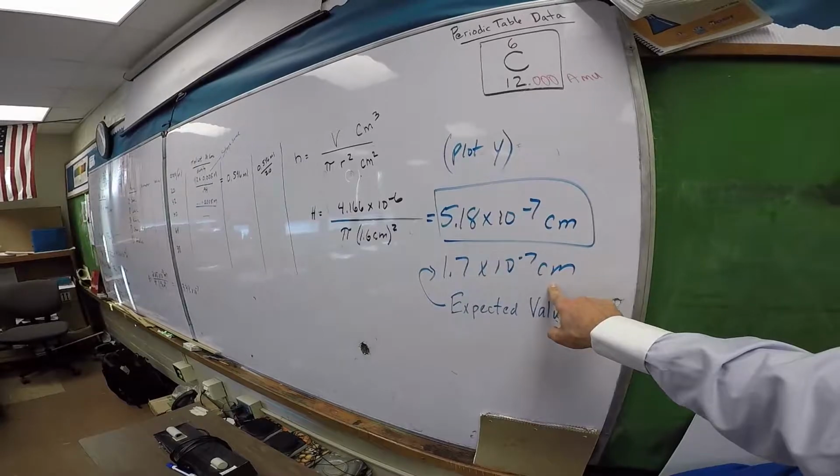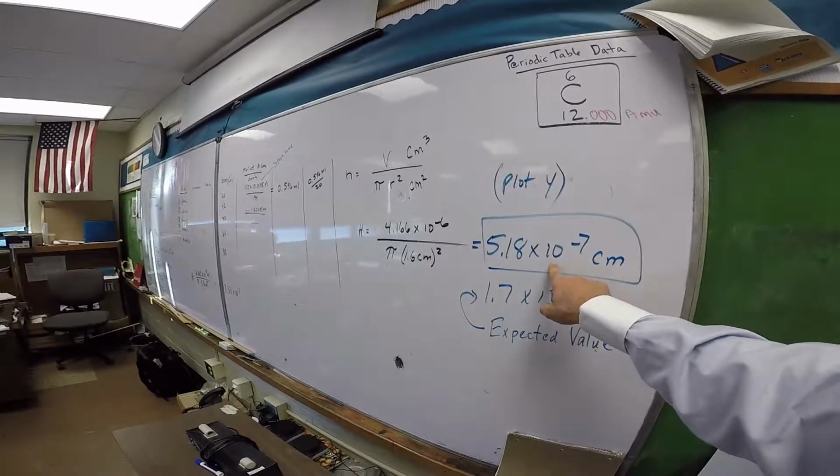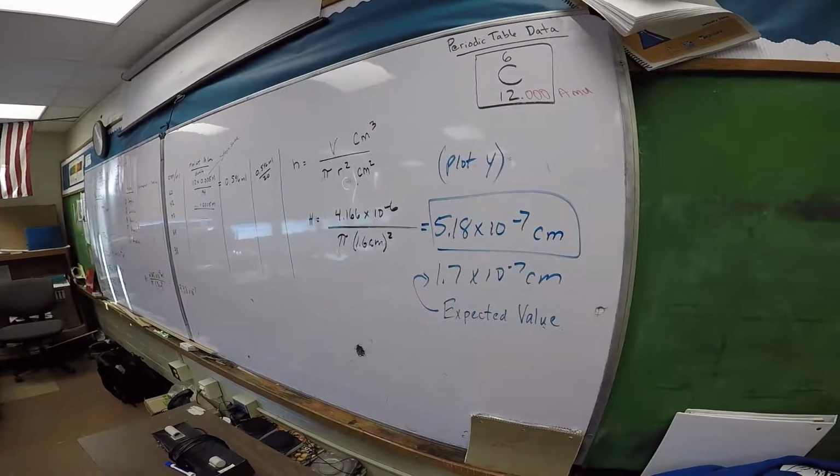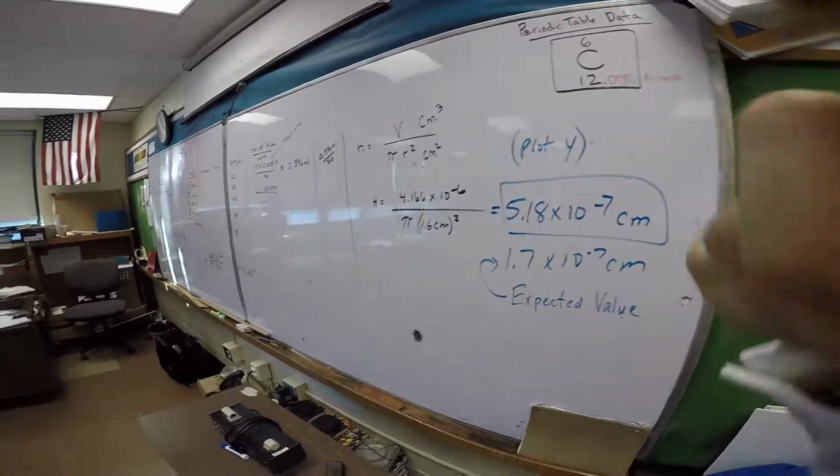Value for stearic acid is 1.7 times 10 to the negative 7. For sorbic acid, we got 5.18 times 10 to the negative 7. So I'm fairly confident that this answer is correct.